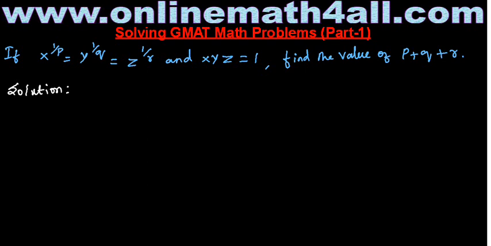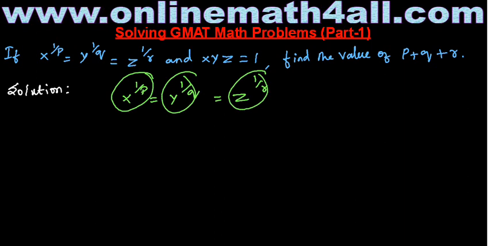So first I'm going to consider the first information. That is, x to the power 1 over p is equal to y to the power 1 over q is equal to z to the power 1 over r. I'm just going to consider the first information. Okay, now when we consider the first information, these three terms are equal. x to the power 1 over p, y to the power 1 over q, and z to the power 1 over r. All these three are equal.